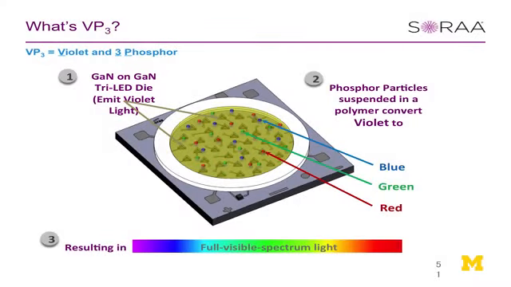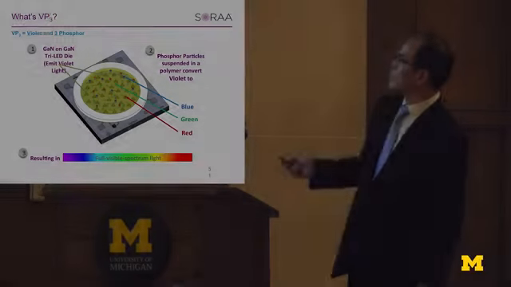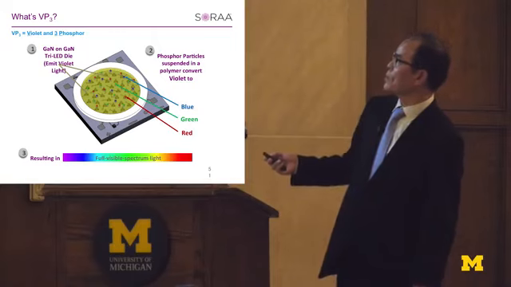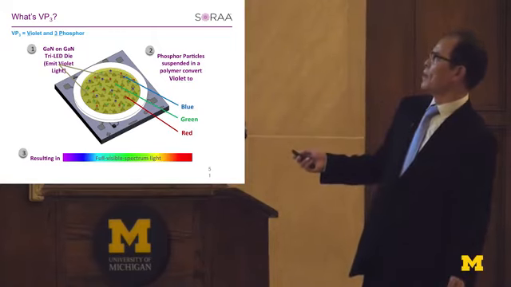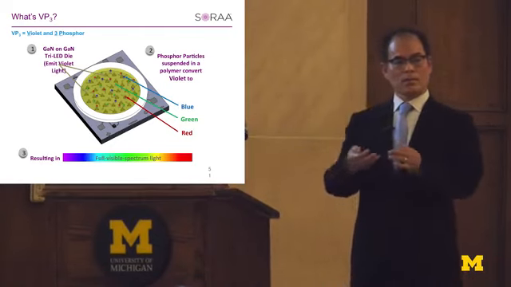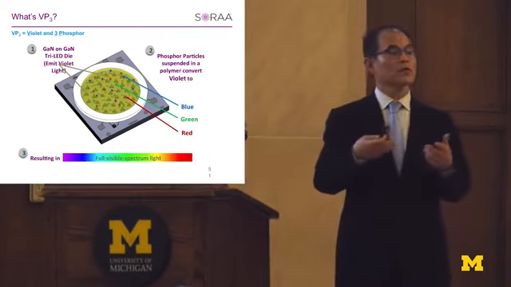Also, another big advantage is this one. We use violet LED to make white. To make white, we need 3 primary colors. All blue, green, and red come from phosphors. The violet LEDs are covered by red phosphor, also by green phosphor, and also by blue phosphor. So blue, green, red, all 3 primaries come from phosphors.